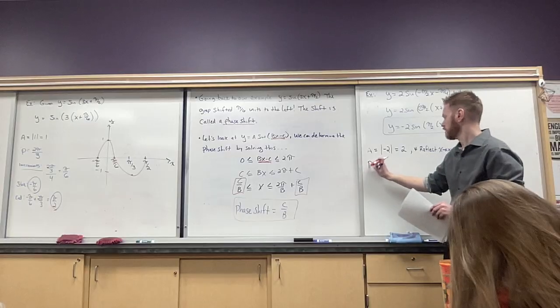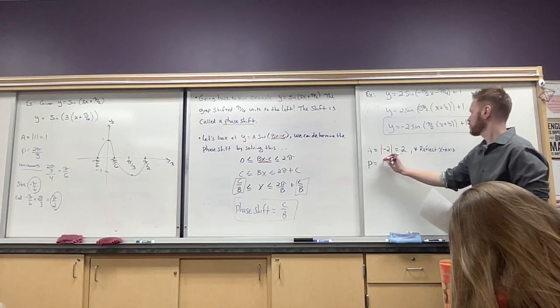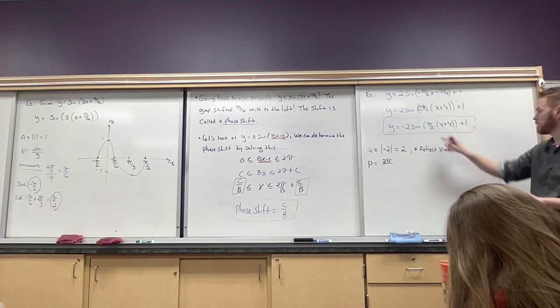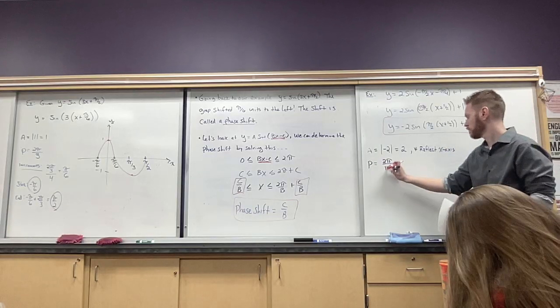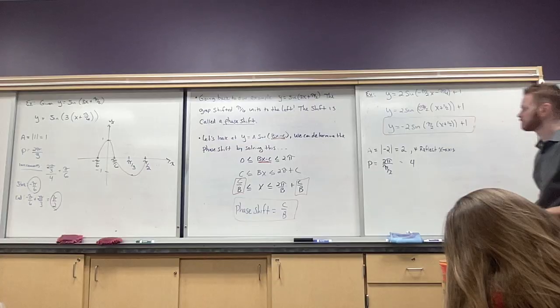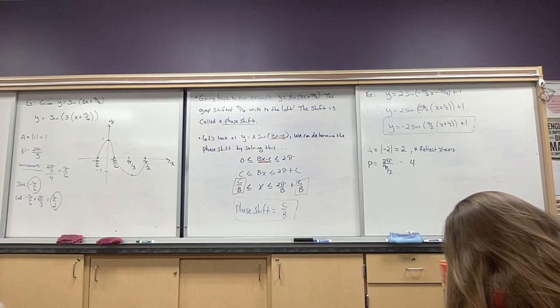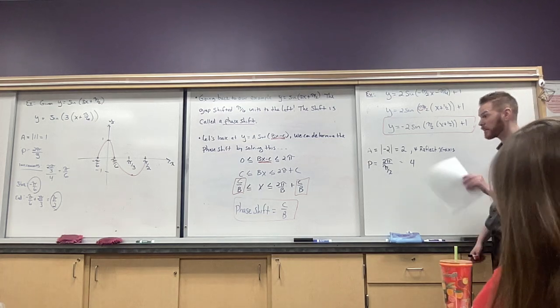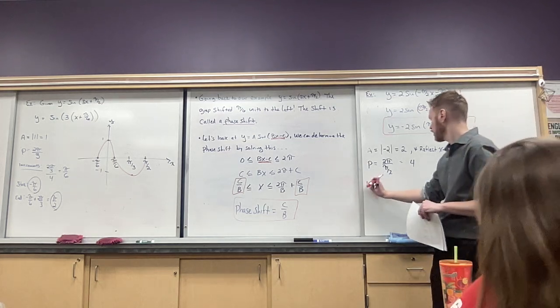Next, let's look at our period. It's going to be 2 pi over our b value. Our b value is pi over 2. Simplifying that, we get 4. So we don't have to worry about pi. The period is 4 units. Which kind of sounds weird, but it does work out sometimes that way.